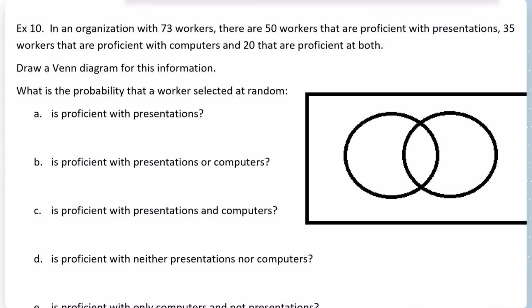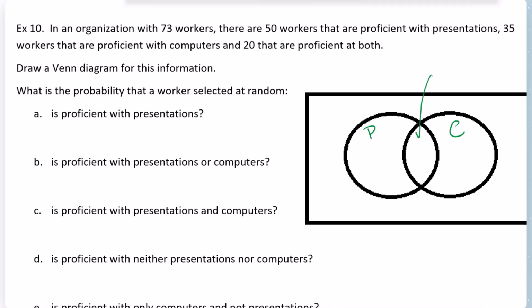In an organization with 73 workers, there are 50 workers that are proficient with presentations, 35 proficient with computers, and 20 that are proficient at both. Draw a Venn diagram for this information, and then we will answer the probability questions. All right, so we are dealing with proficient at presentations and at the computer. P is for presentation, C for computer there.